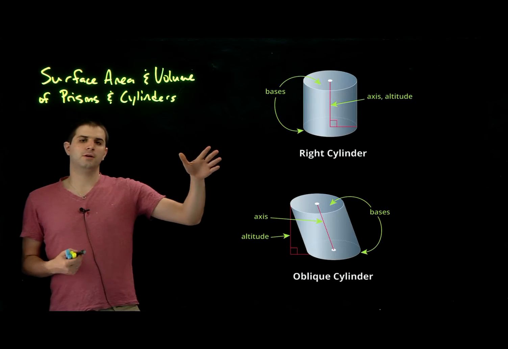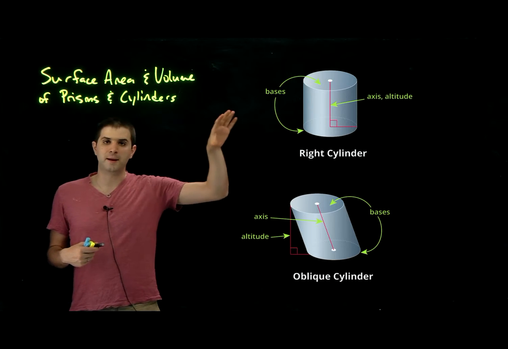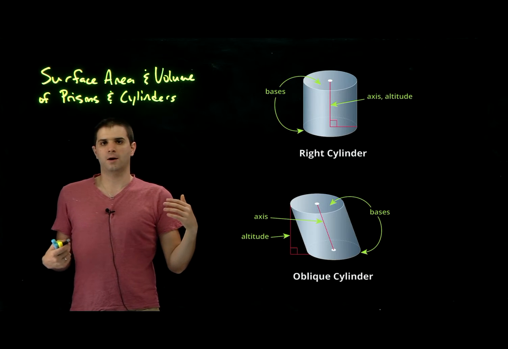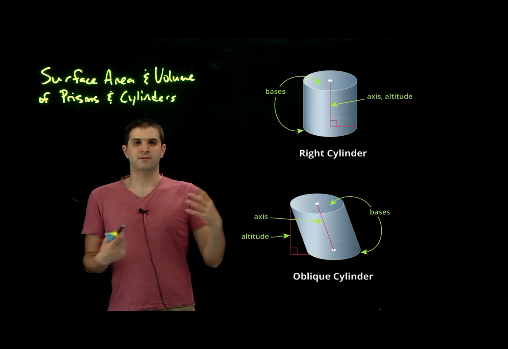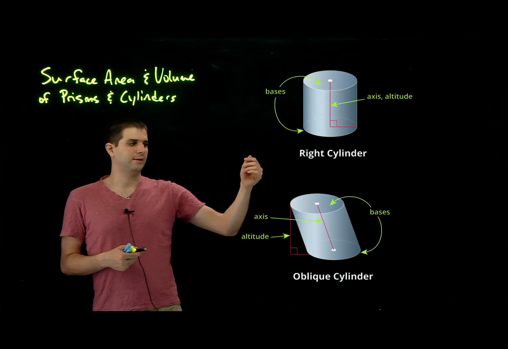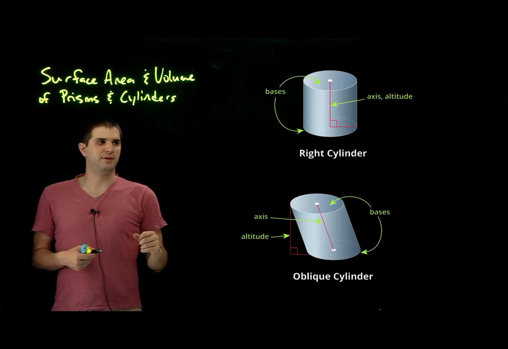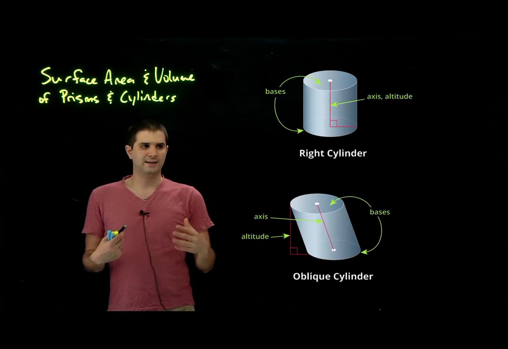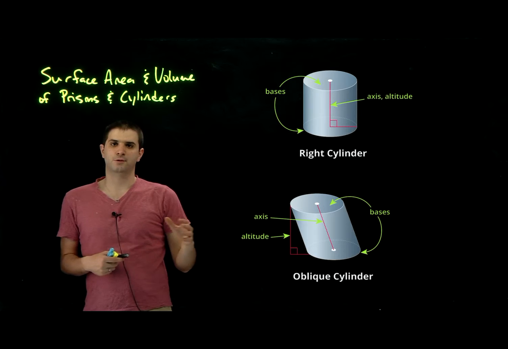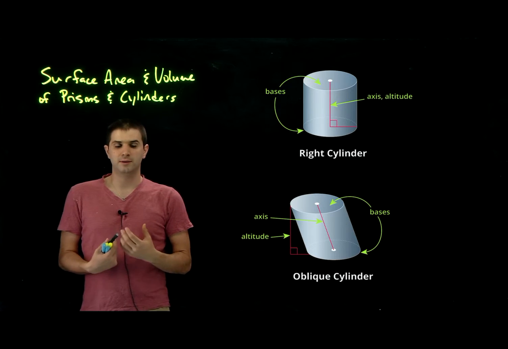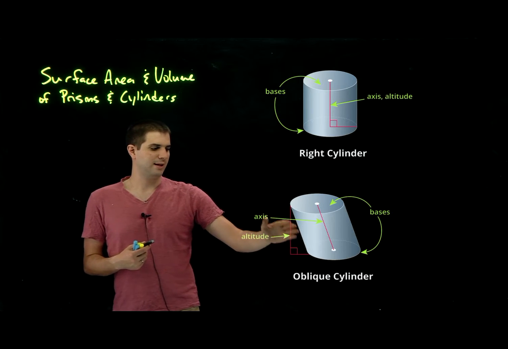But anyway, if we look at our definitions of a cylinder, we have the two bases. A prism and a cylinder are very similar. The only difference is that instead of a polygon base, we have a circle base here. And so we have the bases and then the axis or the altitude or the height. Same thing with an oblique cylinder here. The exact same thing, except when you have an oblique cylinder, you need to make sure you're focusing on the height and not the slant height here.